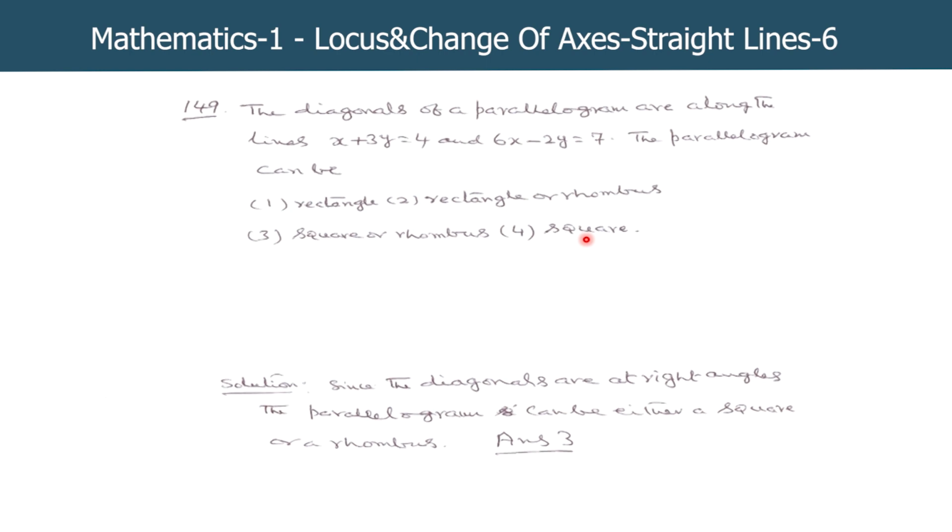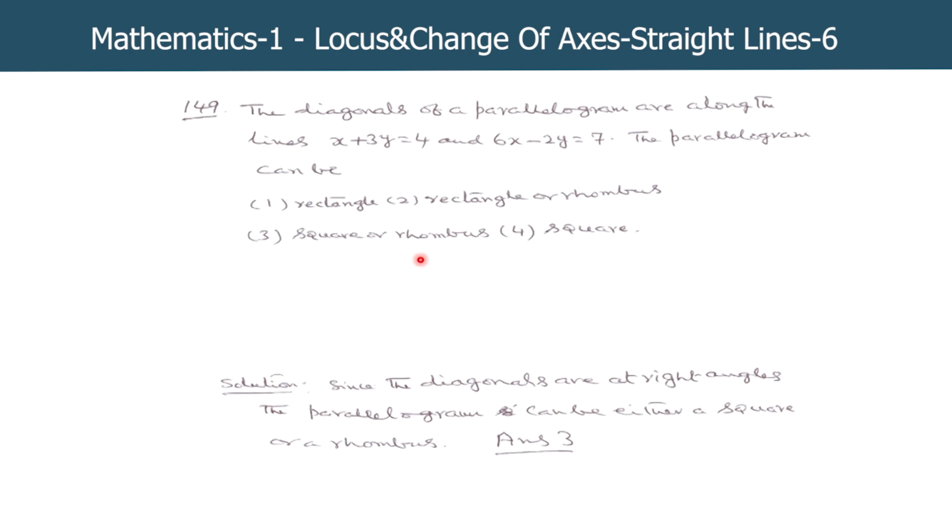Okay. Now you can see that the slope of one diagonal is minus 1 by 3 and the slope of the other diagonal is 3. That means the diagonals are at right angles. So when the diagonals of a parallelogram are at right angles, then it can be a square or rhombus. Understand? In a square also the diagonals are at right angles. In a rhombus also the diagonals are at right angles. So therefore, the correct option is option number 3, square or rhombus.